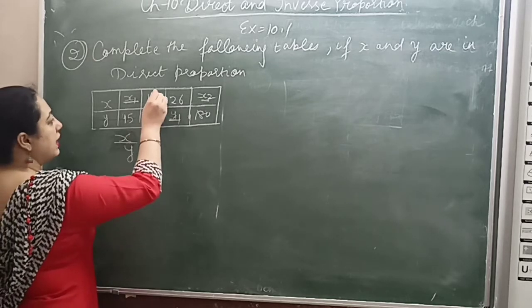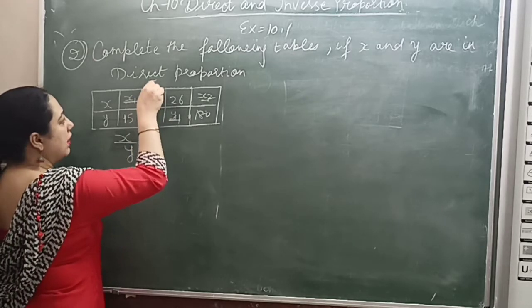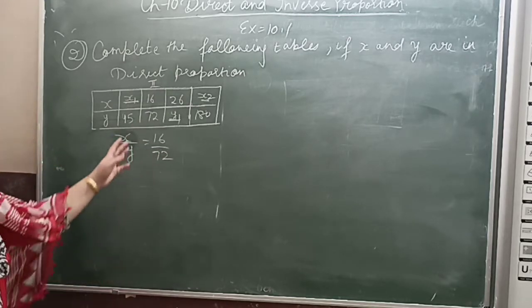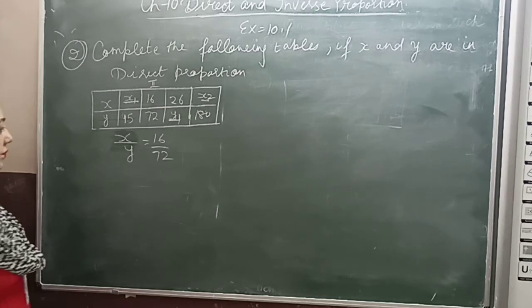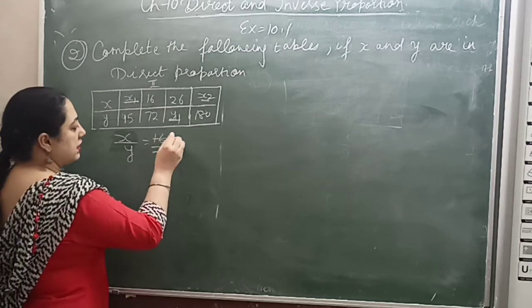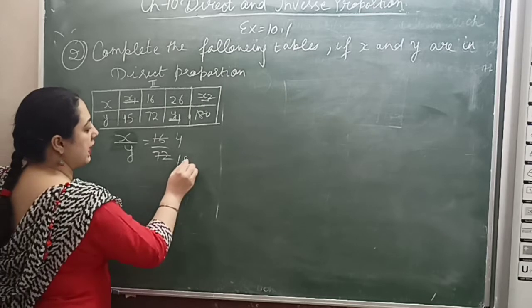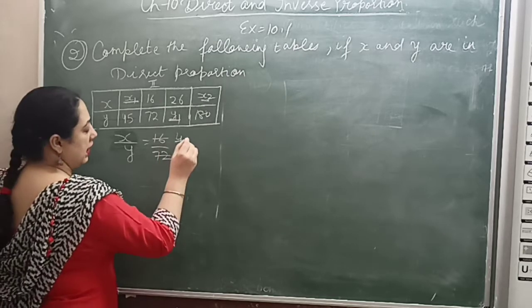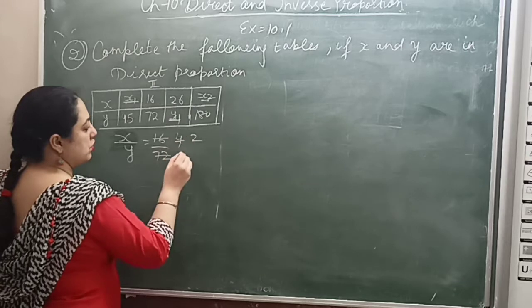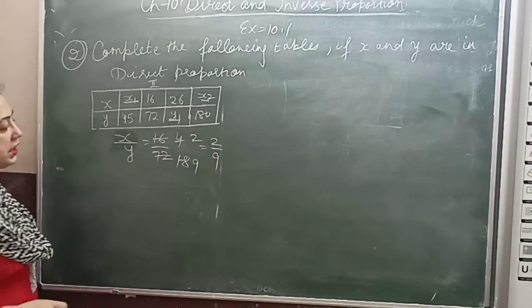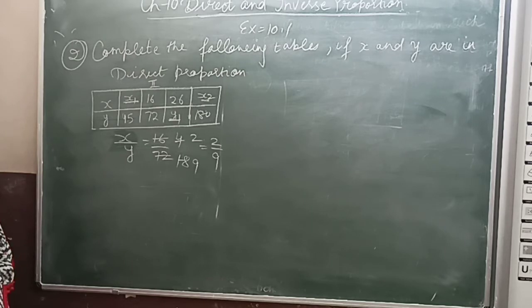So I will find x over y from the second column, 16 over 72. First of all, converting into the simplest ratio. We divide with the table of 4: 4 4s are 16, 4 18s are 72. Again it is divisible by 2: 2 2s are 4 and 2 9s are 18. So we get the ratio 2 over 9.